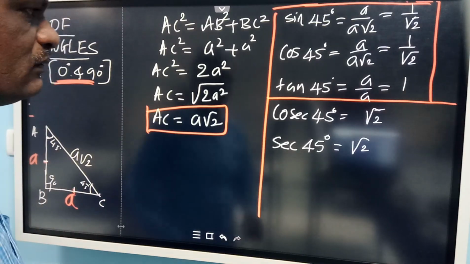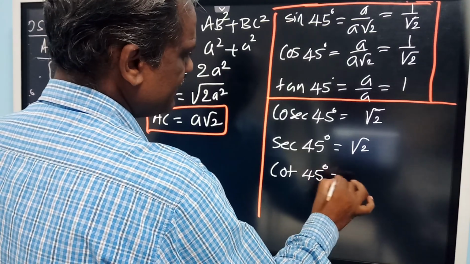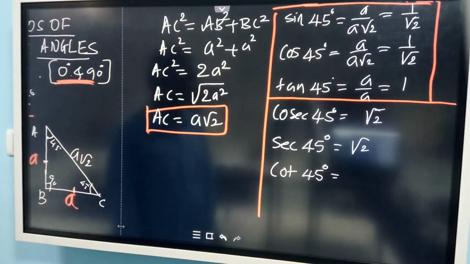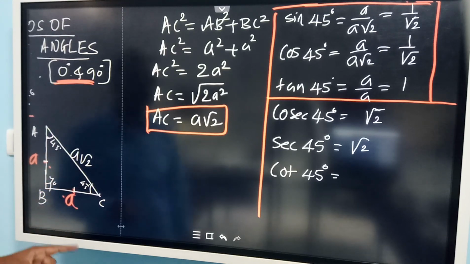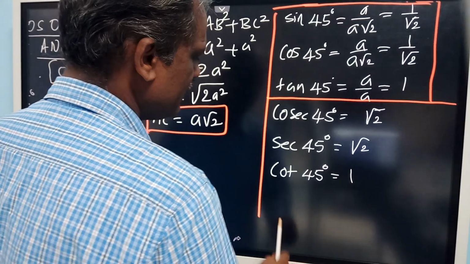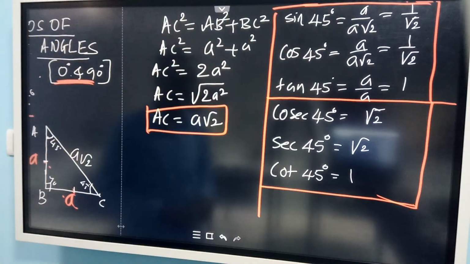So the last one, cot 45 degree. It is the reciprocal of 1, or adjacent side by opposite side, A by A, it is also 1 only. So these 3 ratios also we learn. Very easy to remember.